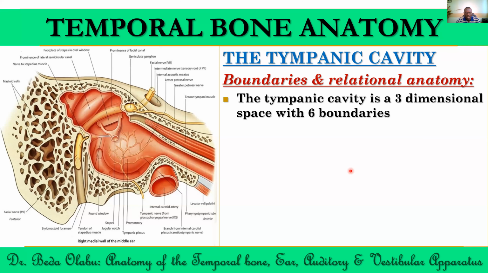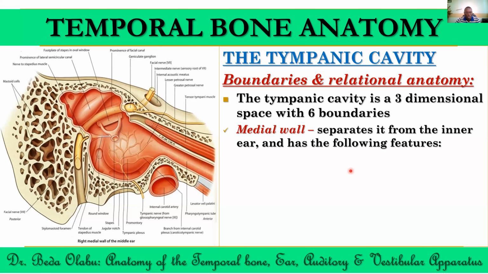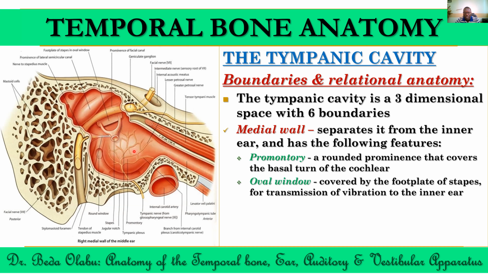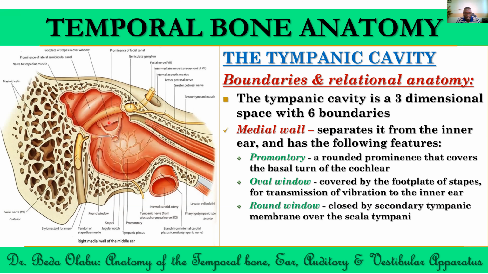Okay, now we can talk about the medial wall. The medial wall of the tympanic cavity separates the tympanic cavity from the inner ear. And it has the following. So we have the promontory, which is the prominence created by the basal turn of the cochlea. We have the oval window, which is the point of attachment of the footplate of the stapes. And the round window, which is the one that dampens the vibration from the cochlea.